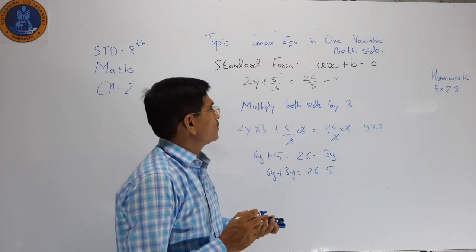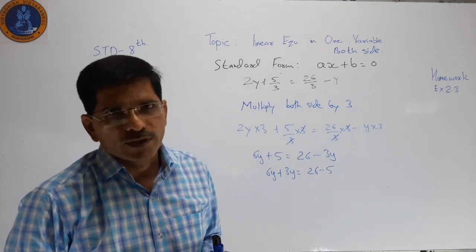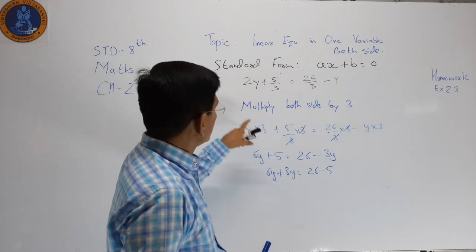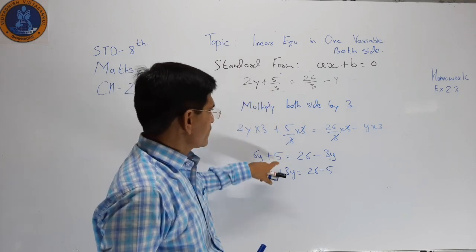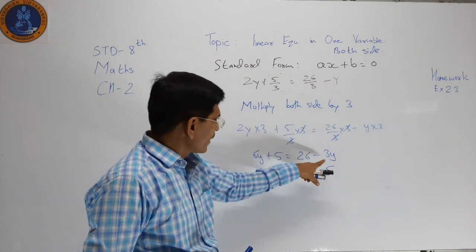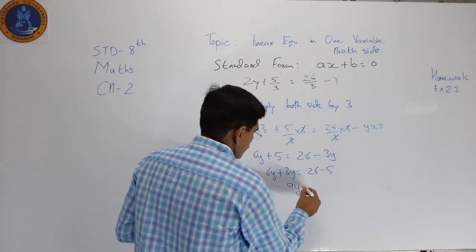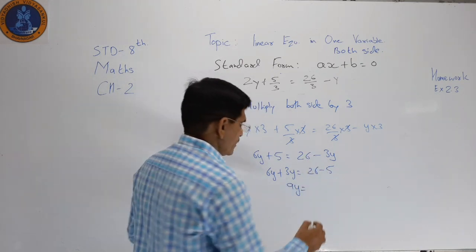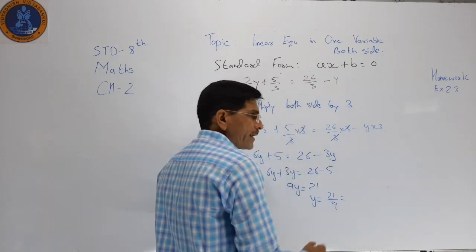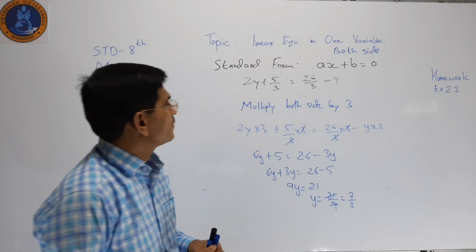Again, I will explain again. 2y plus 5 by 3 is equal to 26 by 3 minus y. So a negative sign is there and I have to multiply each term with 3. So 3 2s are 6y, here the 3s cancel, so 5, here the 3s cancel, so 26, 3 into y, 3y. Now minus 3y moves over, so it should be 9y. 26 minus 5, that is 21. So y is equal to 21 by 9. So we can cancel by 3. So 7 by 3. So y is equal to 7 by 3.